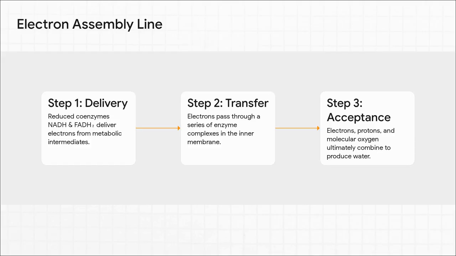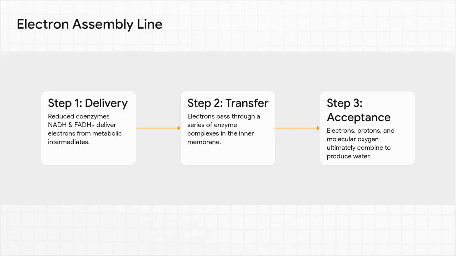So picture this. NADH and FADH2, which we get from breaking down food, they're like little delivery trucks full of high-energy electrons. They pull up to the ETC and drop off their cargo. These electrons then get passed down the line, from one protein complex to the next, kind of like a hot potato. And with each handoff, a little bit of energy is released. And at the very, very end of the line, oxygen is waiting to pick them up.